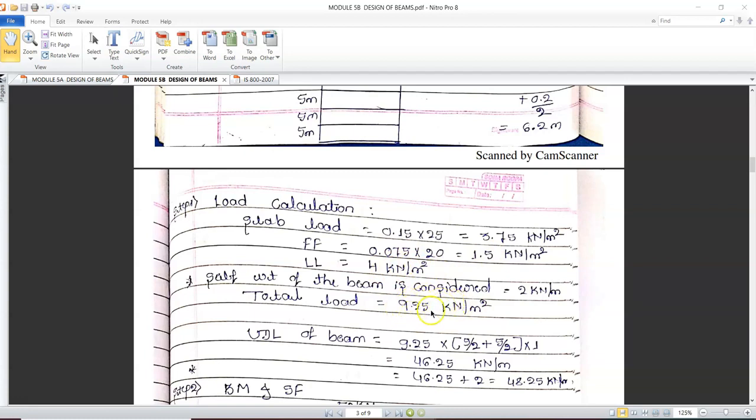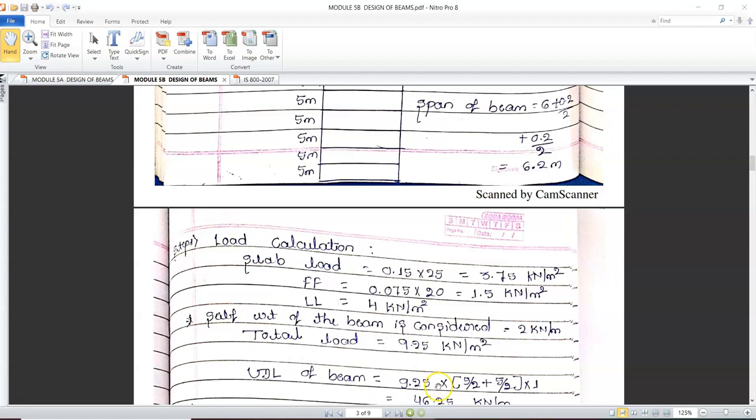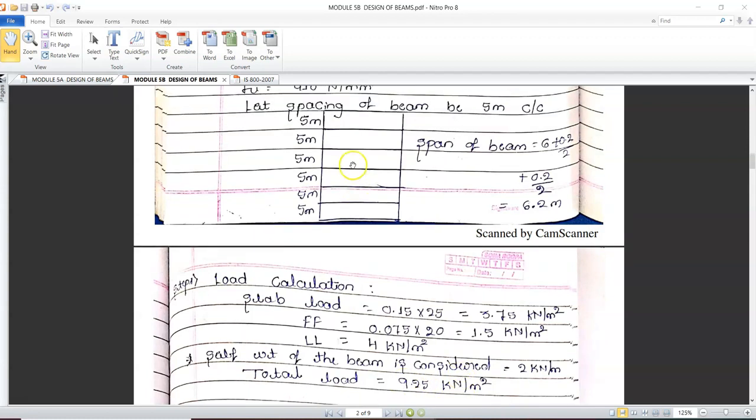Now this load of 9.25 kilonewton per square meter on the slab will be transferred to the beams. That is, if you take a central beam, this beam will be carrying half the load from the slab panel here and half the load from the slab panel on the other side. Now the slab here is 5 meter and the slab on the other side is also 5 meter.